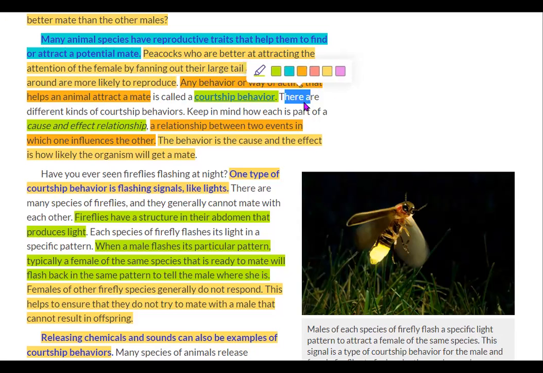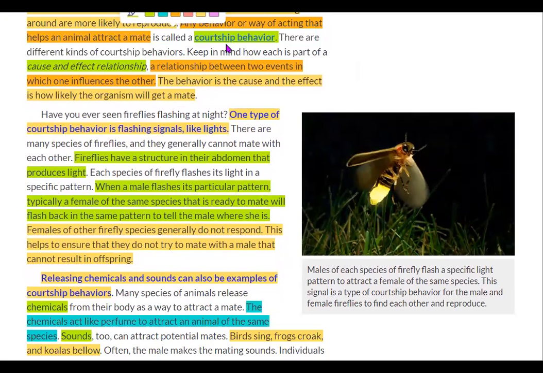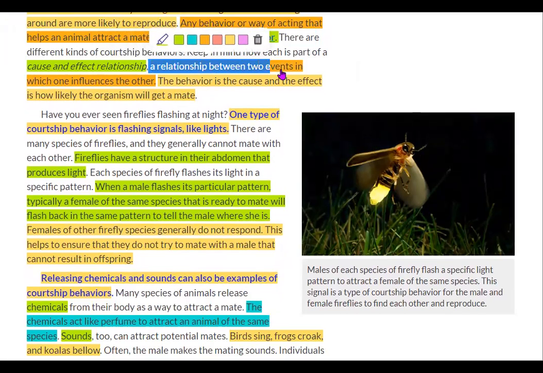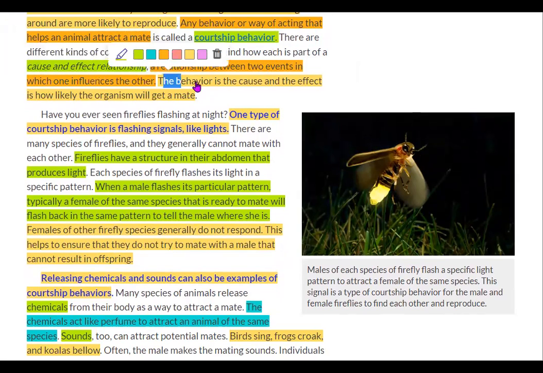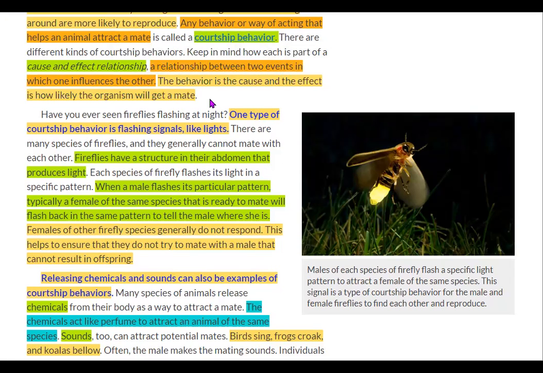And so there are different kinds of courtship behaviors. We're going to talk about a few of them. I want you to keep in mind how each is a part of a cause and effect relationship, right? And again, that's a relationship between two events in which one will influence another. The behavior is the cause. So whatever the animal is doing, maybe they're dancing, maybe they're showing off their feathers, right? The behavior is the cause, and the effect is how likely that organism will get to mate.